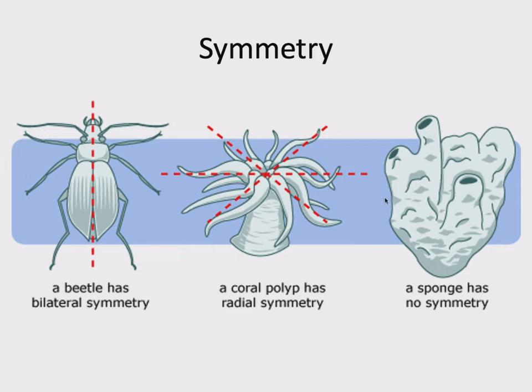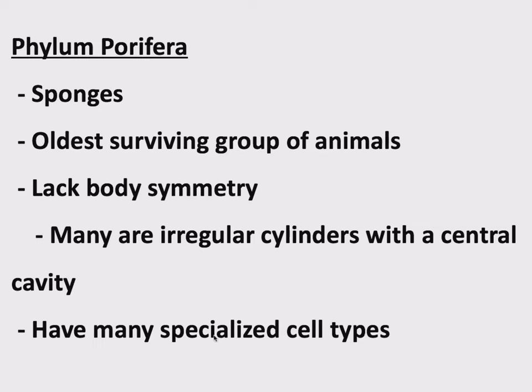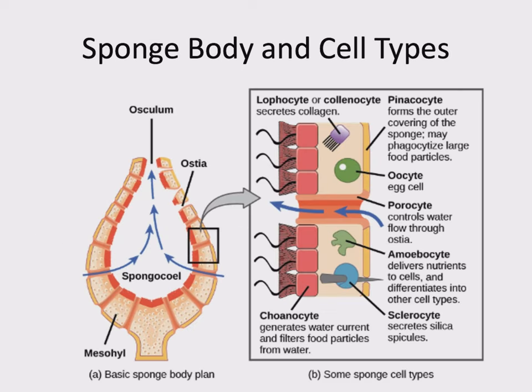Now, despite the disorganization that you might infer from the lack of symmetry, many sponges have a lot of specialized cell types. Here we're going to zoom in on things a bit. Here's your generic looking sponge with the central cavity and the opening at the top. And there are a lot of different cells going on here that do a lot of different things.